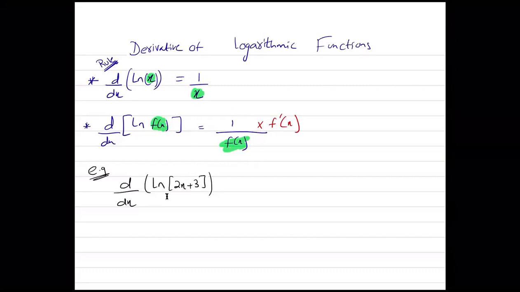For example, differentiation of ln of 2x plus 3 is going to be 1 upon 2x plus 3 multiplied by the differentiation of 2x plus 3, which is 2. So the outcome comes out to be 2 upon 2x plus 3. If you want, you can note this down. Note the two rules down in this example.